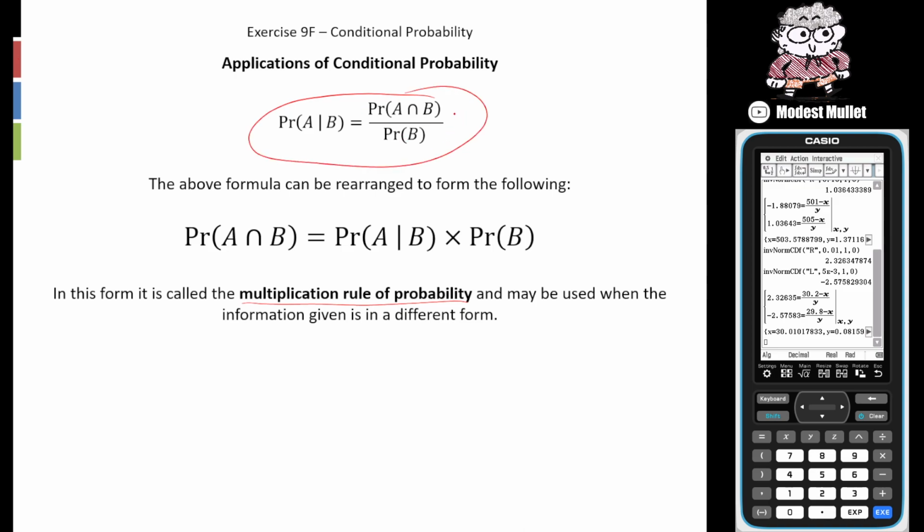So if we've got the intersect divided by probability of B, we can times by probability of B to that side, and now you have the formula written as the multiplication rule. And we can use this sometimes when we need to find the intersect given we're given some conditional information, which can happen, especially because it's sort of hard to write this conditional information in a two-way table.